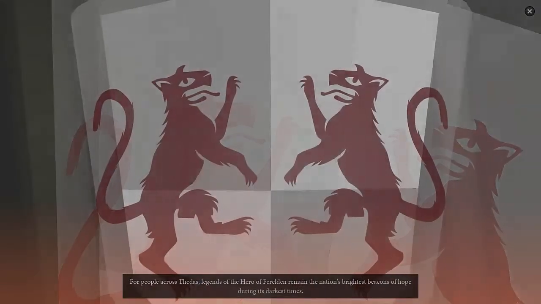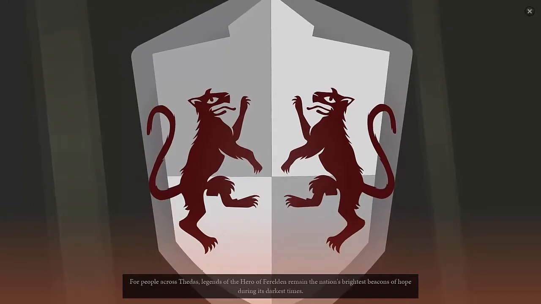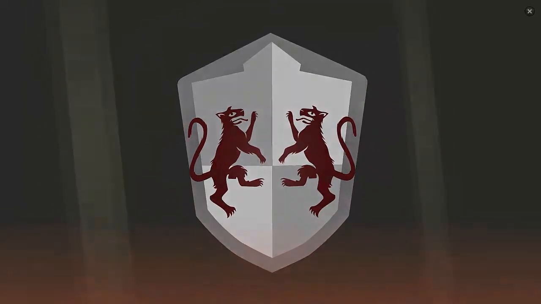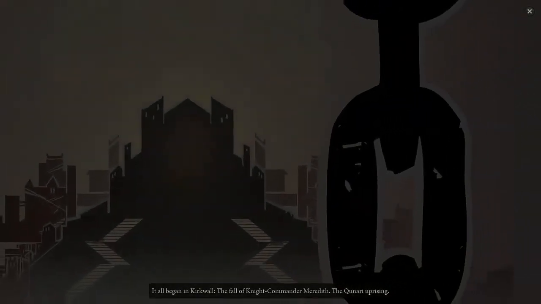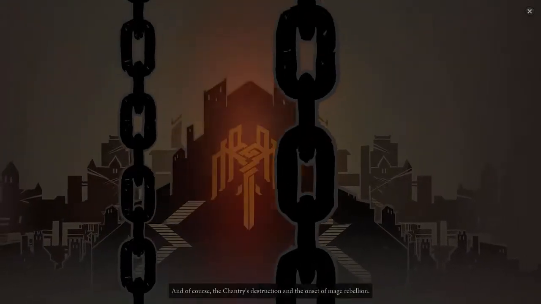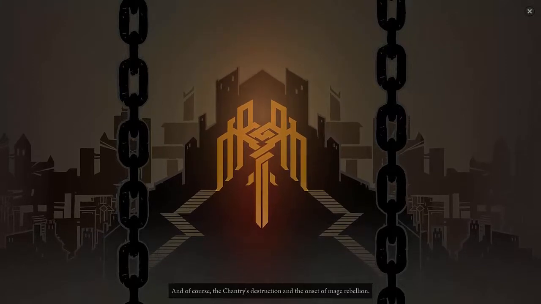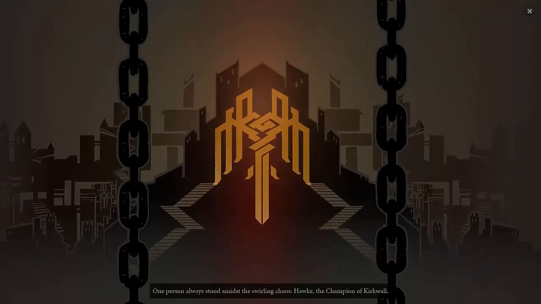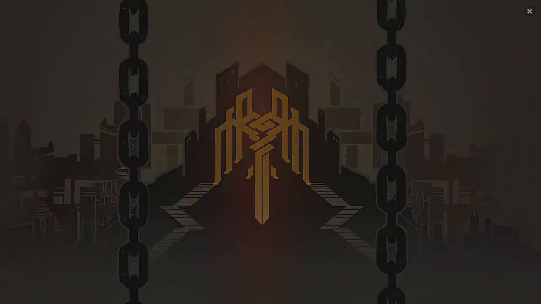For people across Thedas, legends of the hero of Ferelden remain the nation's brightest beacons of hope during its darkest times. It all began in Kirkwall, the fall of Knight Commander Meredith, the Qunari uprising, and of course, the Chantry's destruction and the onset of the Mage Rebellion. One person always stood amidst the swirling chaos: Hawke, the champion of Kirkwall.